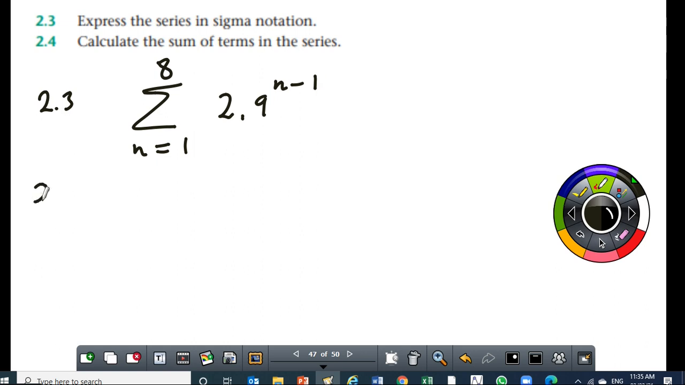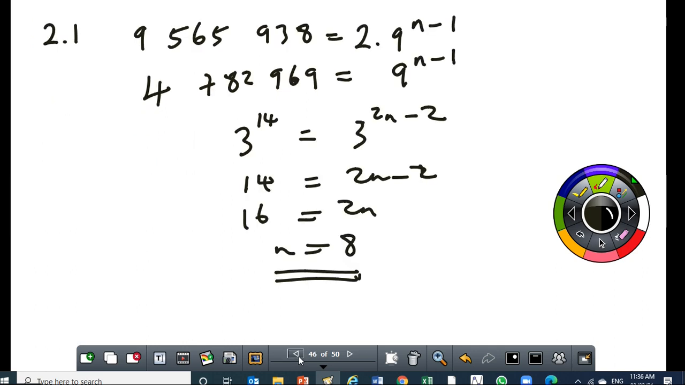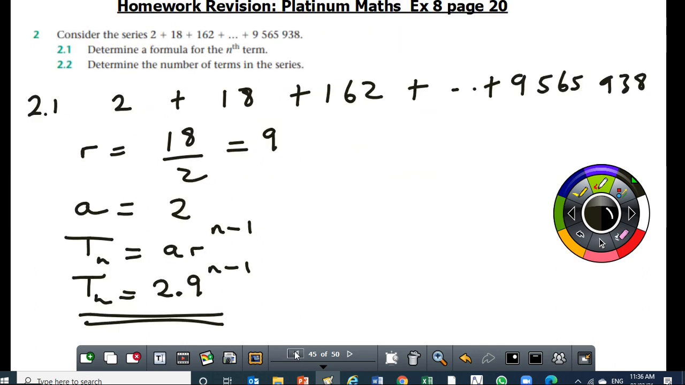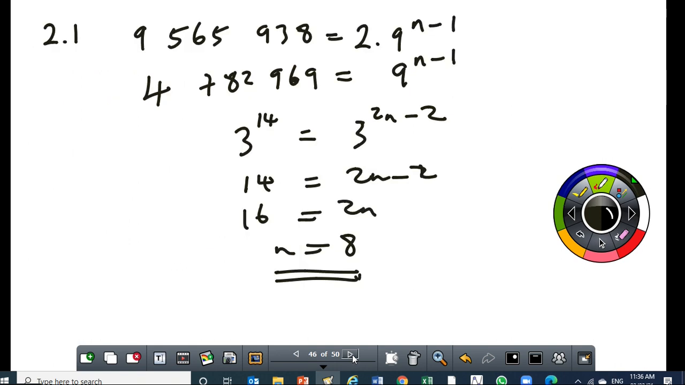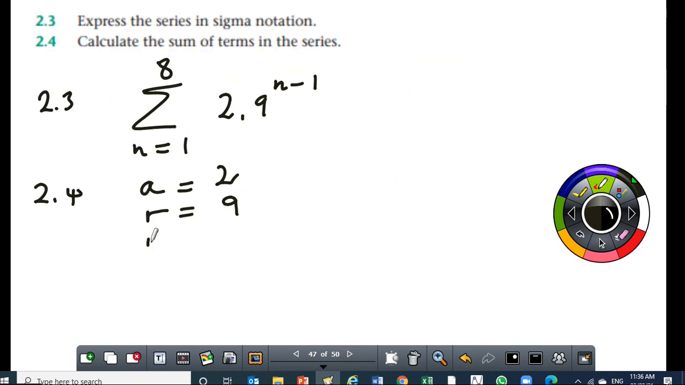Okay? Then 2.4. It says calculate the sum of terms in the series. Right? Now we need the sum of what type of series? Geometric. Okay? So to calculate the sum, first, our first term is 2. The common ratio is what? The common ratio is 9. Okay? The number of terms is 8, because I found it in 2.2.